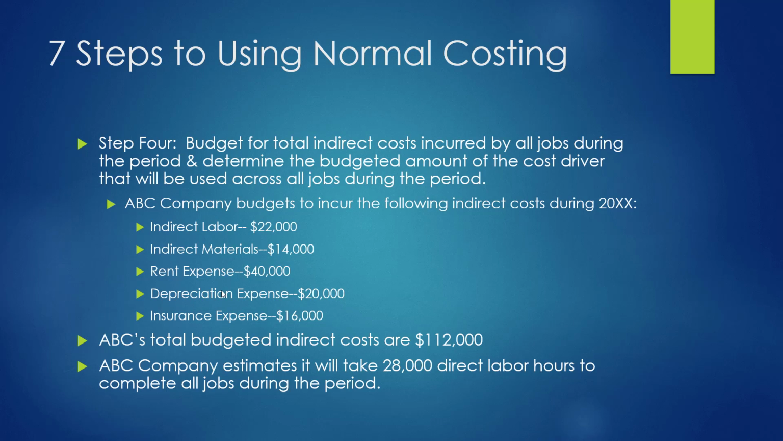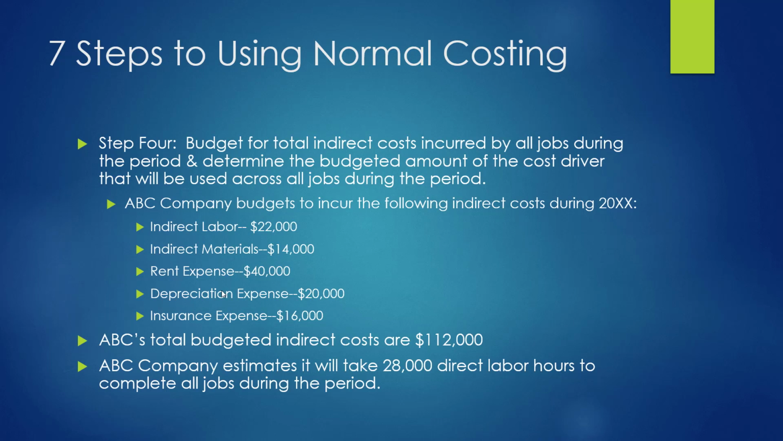So we also need to make an estimate of how many direct labor hours it's going to take to complete all jobs for the period. And ABC Company's estimate is it's going to take 28,000 direct labor hours in total to complete all of the jobs that they have. Not just job ABC002, but the tons and tons of jobs that this company has going on in total during January or during this year.